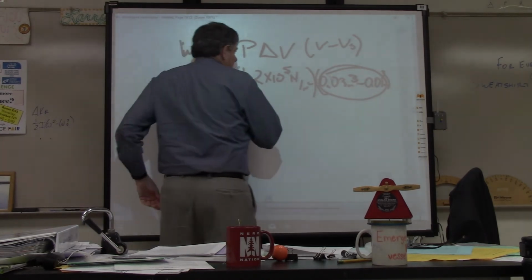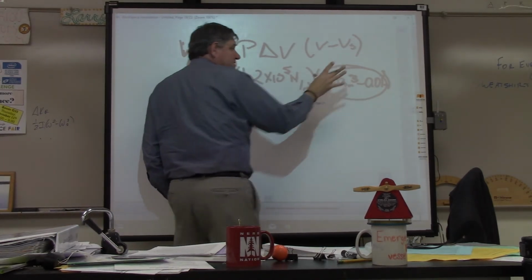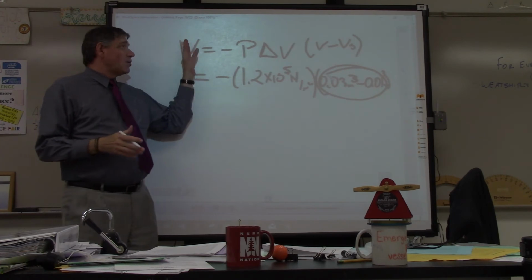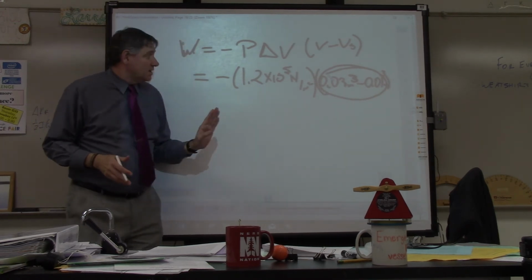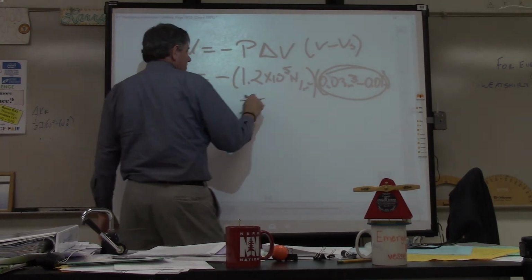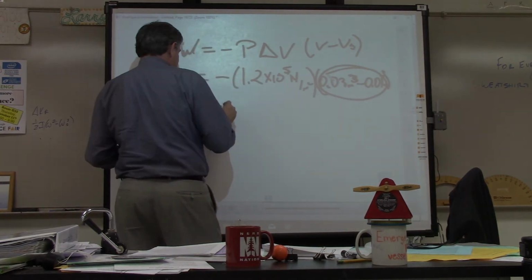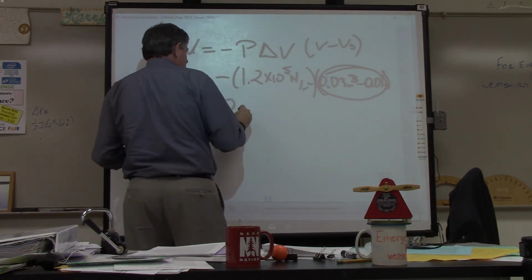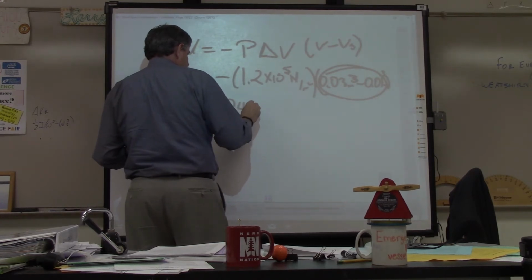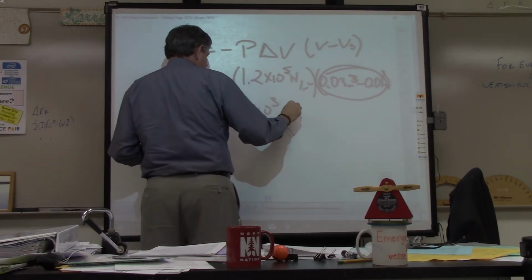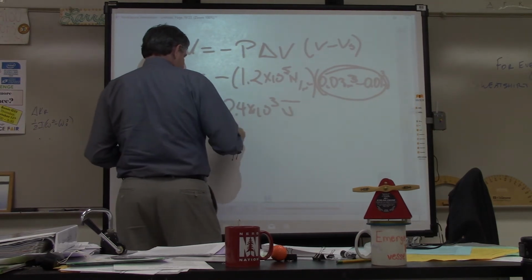So, anytime you make something bigger, work's going to be a negative number. So, somebody run the numbers. Well, that's going to be 0.02. It's so negative that's going to be negative 2.4 times 10 to the third, which is just negative 2,400.